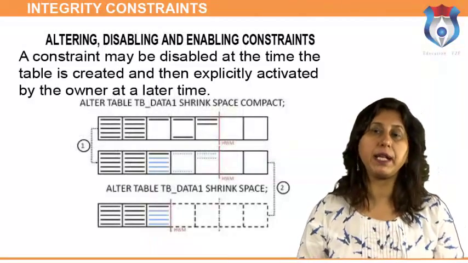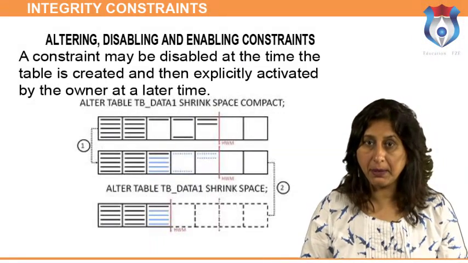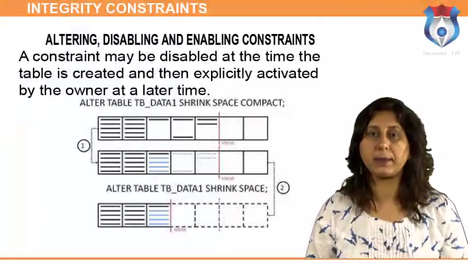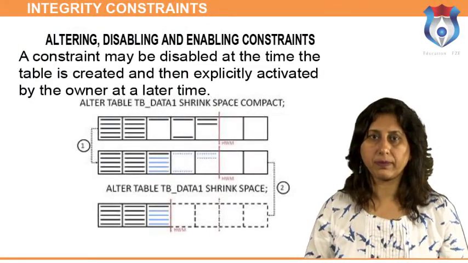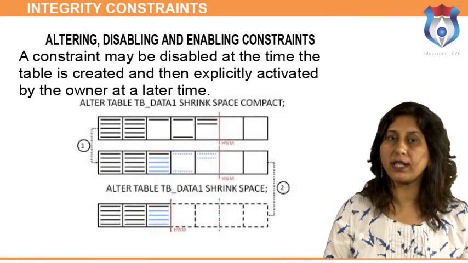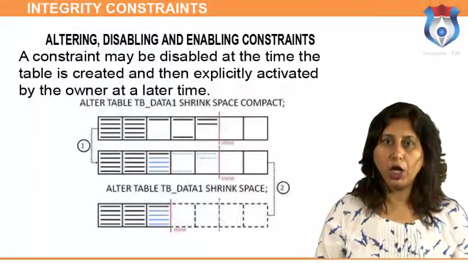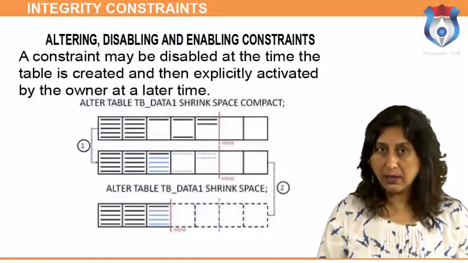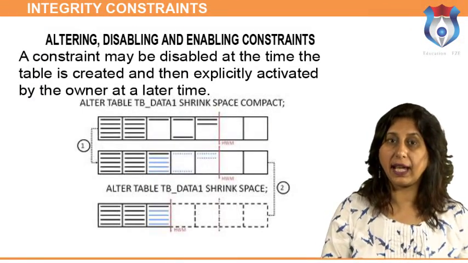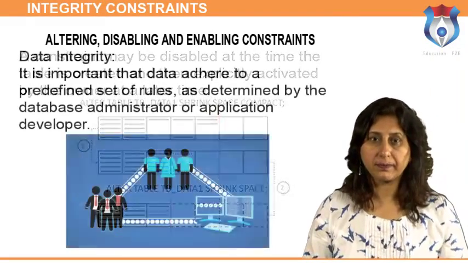Altering, disabling, and enabling constraints. A constraint may be disabled at the time the table is created and then explicitly activated by the owner at a later time. This is useful for recursive relationships where a foreign key refers to the primary key of its own relation. Loading data would be impossible if the foreign key could not be switched off initially and then switched on after the table has been populated.